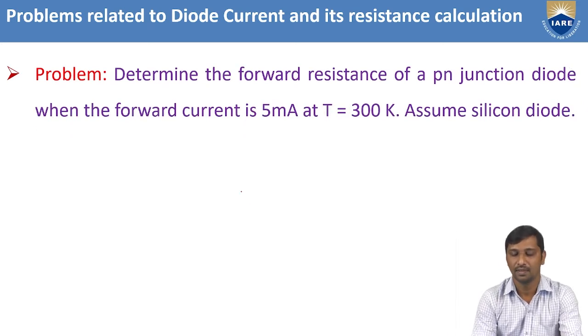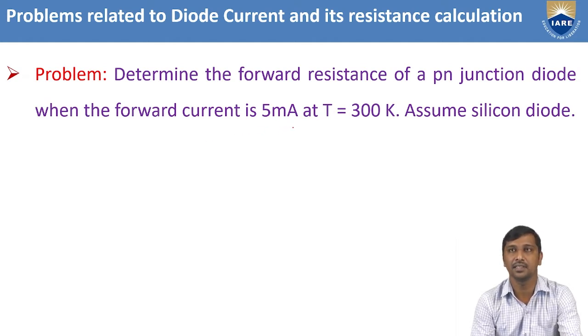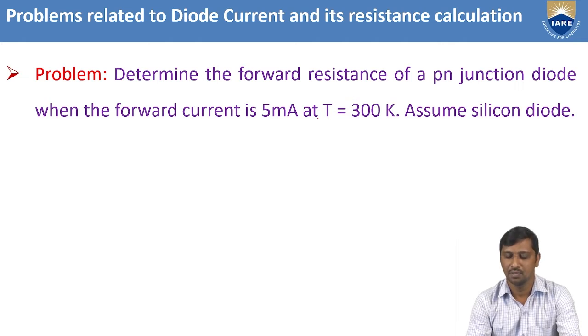Coming to the first problem: determine the forward resistance of a PN junction diode when the forward current is 5 milliamperes at T equal to 300 kelvins. Assume the diode type is silicon. From this problem, we need to identify the forward resistance of a PN junction diode with the given specifications. The forward current IF is given as 5 milliamperes, and the temperature is 300 kelvins. We assume the diode type is silicon, so we consider the eta value to be 2.